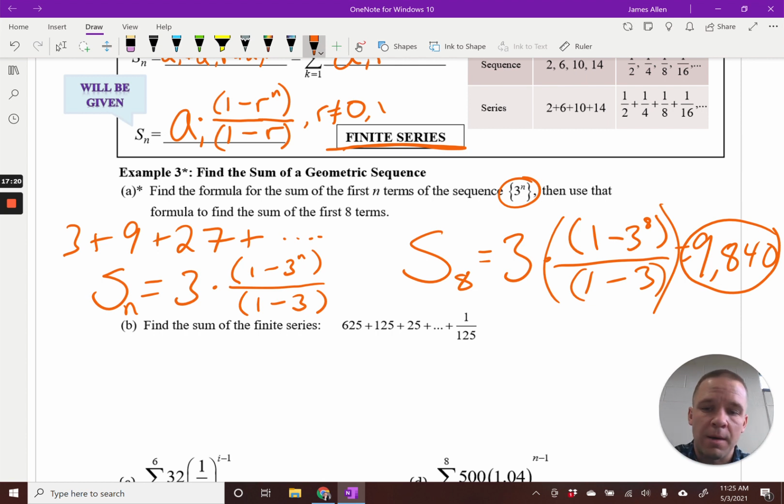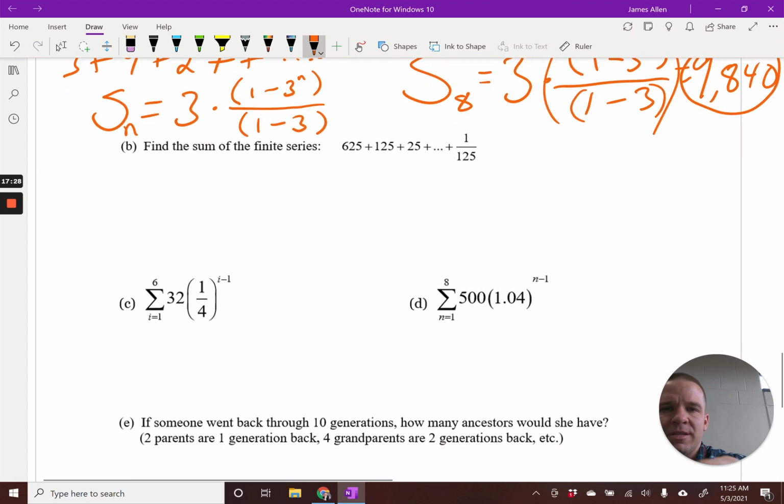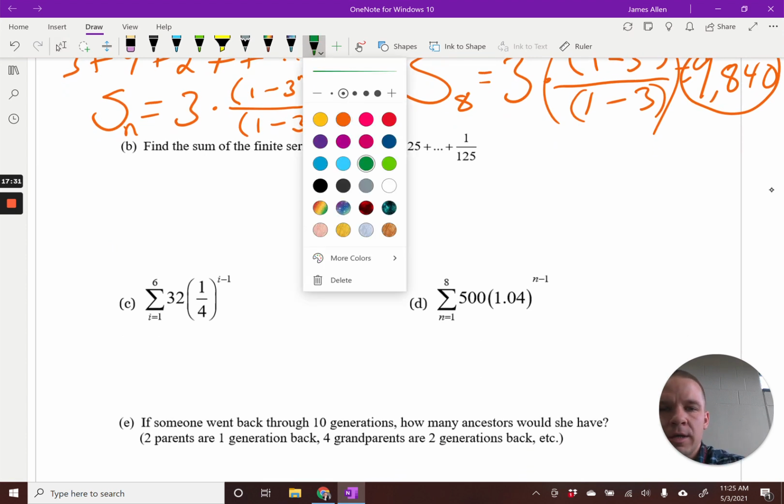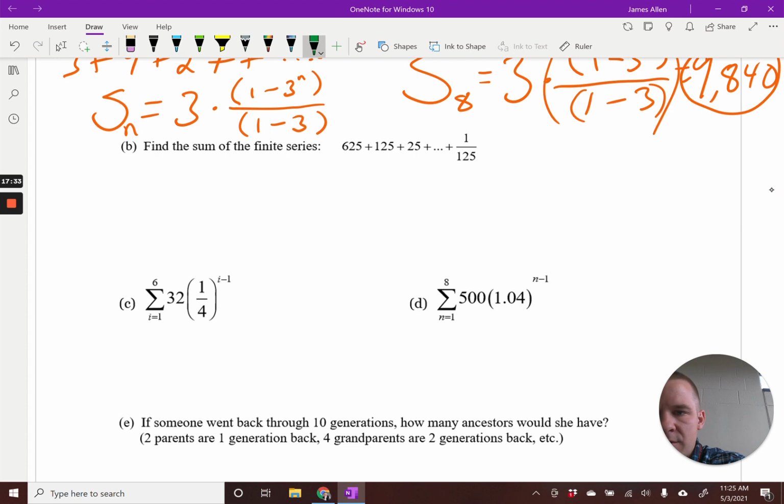All right. Find the sum of the finite series. In my formula, I like to jot this down off to the side first so I can fill things in. Our common ratio, I can figure that out. 125 divided by 625. I think that's 1/5. Right? So 1/5 would be my common ratio. So I've got that.